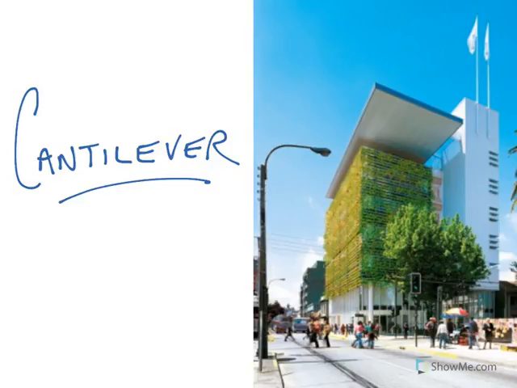Take a look at this building on the right. Do you notice something different about it? Well, you should. It contains a cantilever. A cantilever is an area of the building, like this, that juts out of the building by some distance.